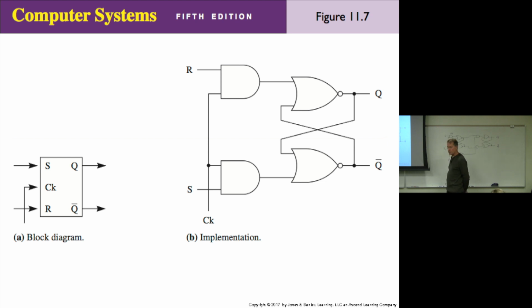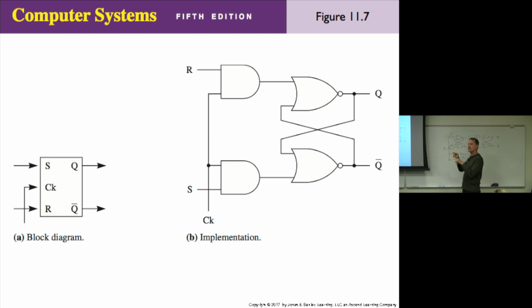Let's review then what the S and the R do. If S is 0 and R is 0, and a clock pulse comes along, what happens to the state of the flip-flop, of the latch? Let me repeat that. If S is 0 and R is 0, and a clock pulse comes along, what happens to the state of the latch? Trick question, actually. It remains unchanged, right? Because if S is 0 and R is 0, it'll keep its state indefinitely. So the state remains unchanged.